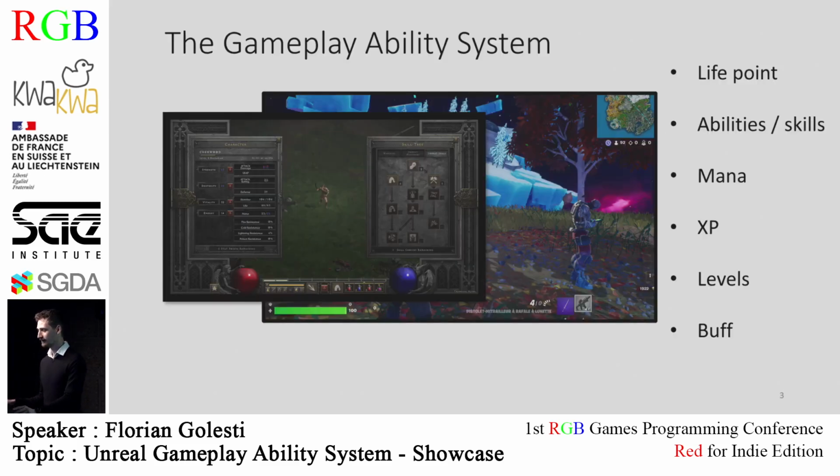First, what is the Gameplay Ability System? It's an Unreal plugin. You may think of any RPG game like Diablo, and if you think of Diablo, you will think of all those numbers like the strength, the ability, the mana, the agility, but also the XP, the levels, etc. And all those skills you can give to your player, like being able to cast a spell, or being able to cast a buff, etc. The Gameplay Ability System will help you to structure all of this code, and will do all the boilerplate code for you.